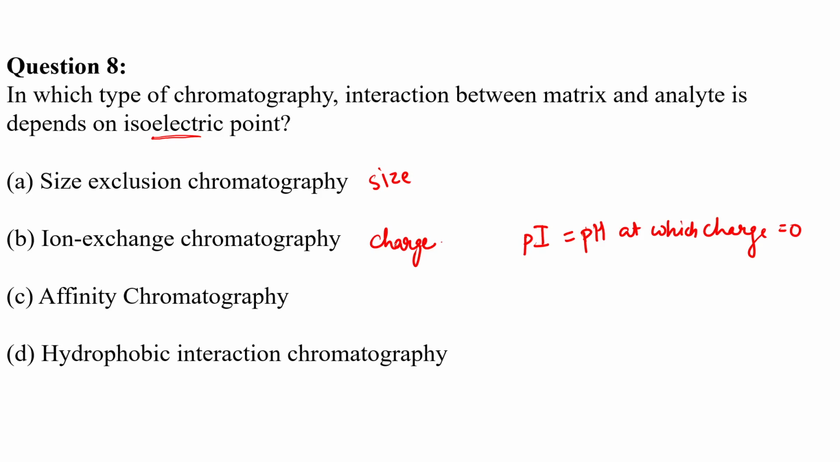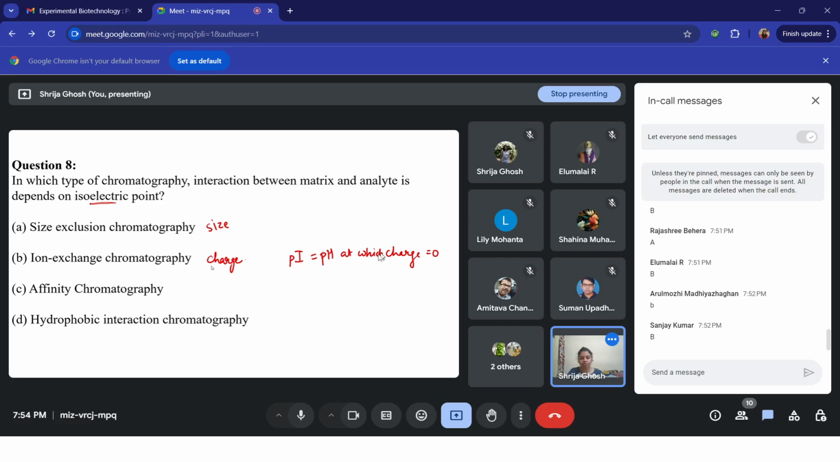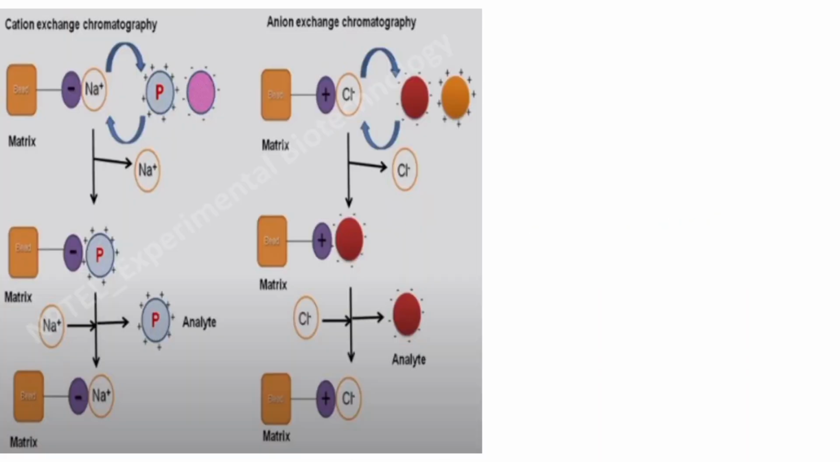So, based on that particular charge, I can use ion exchange chromatography. If it is negatively charged, I will use a positively charged resin, and if it is positively charged, I will use a negatively charged resin. So, ion exchange chromatography depends on the isoelectric point, because isoelectric point is the factor that ultimately influences the charge on any analyte, and the separation is based on charge. So the correct answer is option B. So this is how ion exchange works.